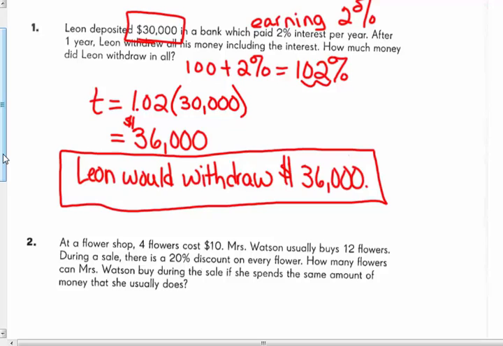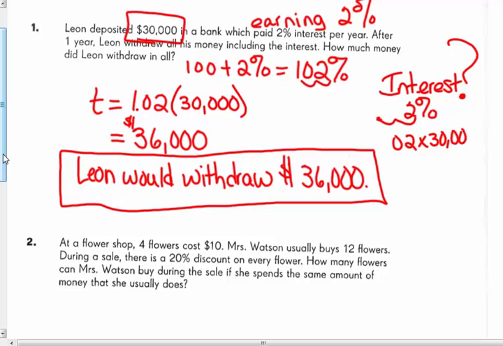I could have done this problem a little bit differently. If it asked, what interest would Leon earn in 1 year, then I would only use the 2%. And you would multiply 2/100ths times that $30,000, which you can see that his money went up by $6,000. That would equal $6,000. That's just the interest.